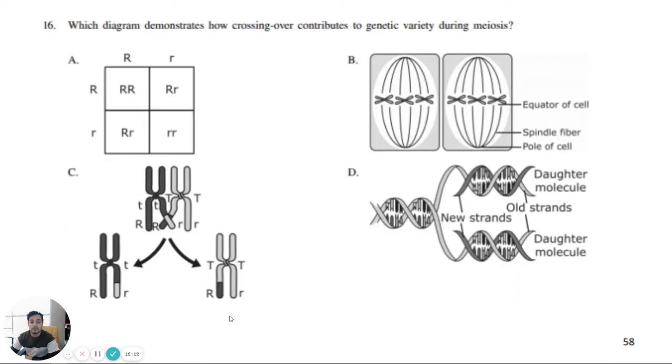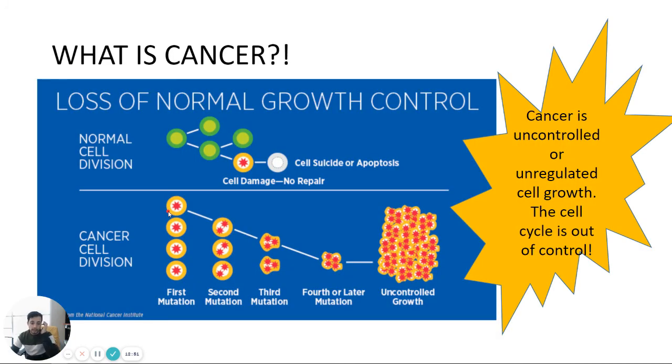For number 16, which diagram demonstrates how crossing over contributes to genetic variety during meiosis? So which of these is talking about genetic variety, genetic diversity, crossing over? Okay, so we're going to look for which one looks like crossing over. Looks like this one. I know more people are going to pick this one because of new strands, daughter molecule. Don't get confused. This is DNA replication. This is crossing over. Remember, just a little piece kind of like switches.